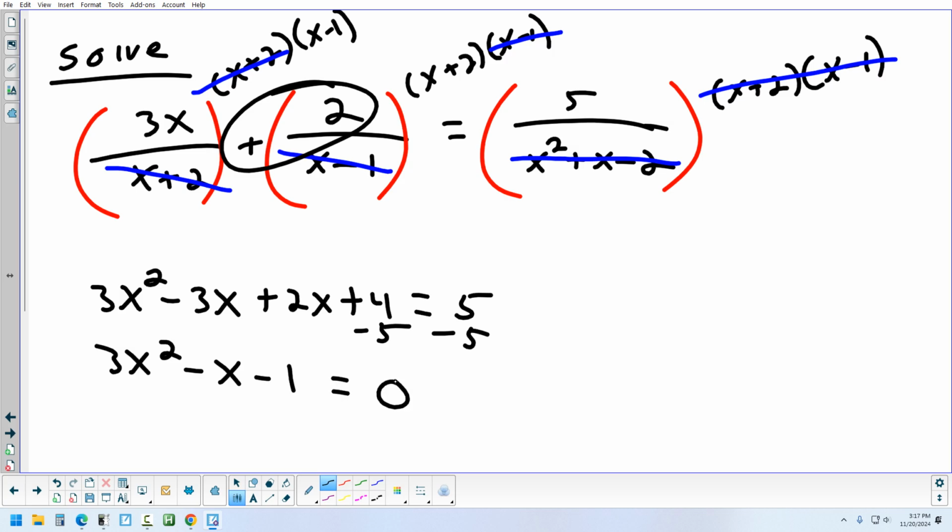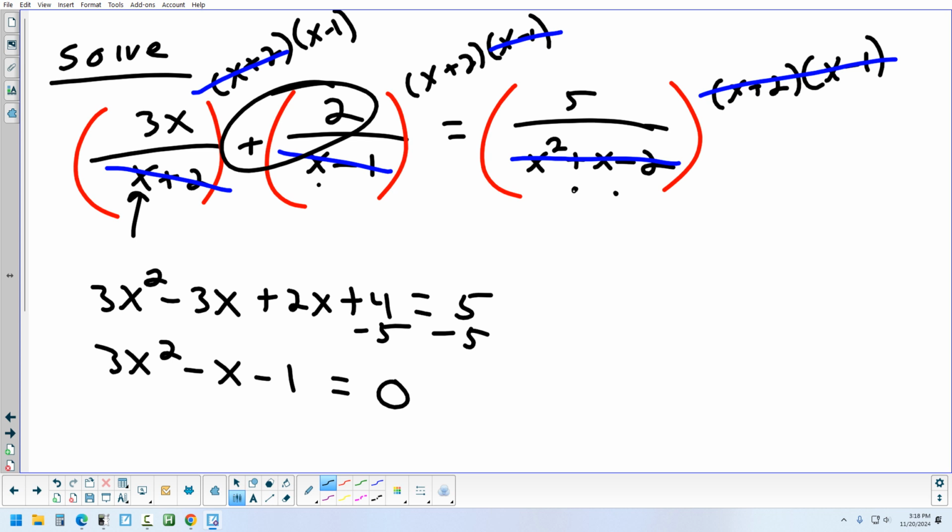0. Okay, now before we start solving this, there's two numbers we want to keep in mind, because if we get either one of these numbers, we'd have to cross it out and say it's extraneous. What number would you not be allowed to plug into that first denominator? Negative 2. Yeah, you can't plug in negative 2. And what number are you not allowed to plug in the second denominator? 1.